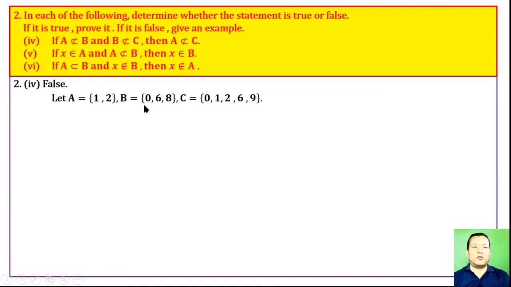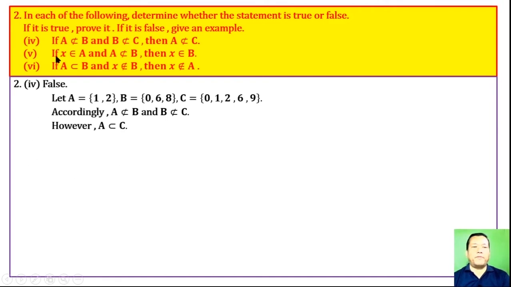Now A is not a subset of B. And next, C consists of 0, 1, 2, 6, 8. B is not a subset of C. Accordingly, A is not a subset of B, B is not a subset of C. However, A is a subset of C. 1 belongs to A implies 1 belongs to C. 2 belongs to A implies 2 belongs to C. Therefore, A is a subset of C.